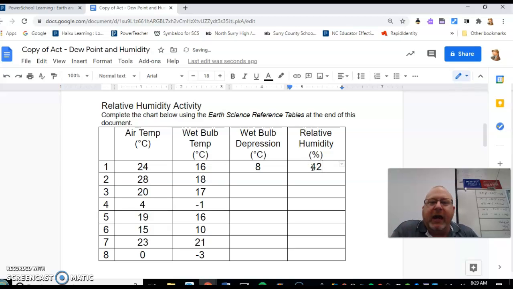So if the air temperature is 24 degrees Celsius, which is about 78, 80 degrees, somewhere in there, and your wet bulb temperature is 16 degrees, that's a pretty big difference as far as temperature goes. 8 degrees is a pretty big difference when it comes to doing these sling psychrometers. So you get an 8-degree depression, or 8-degree difference. So that tells me that the humidity is pretty low. So 42% humidity is pretty low. In other words, it's pretty dry air.